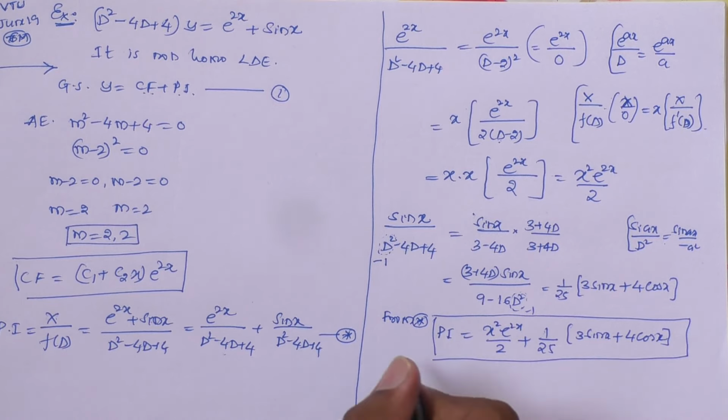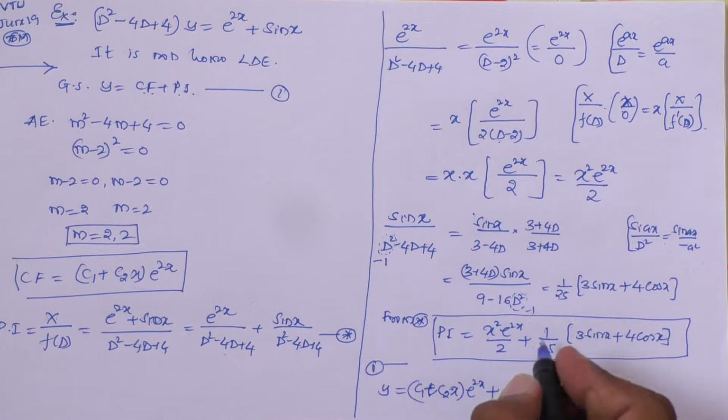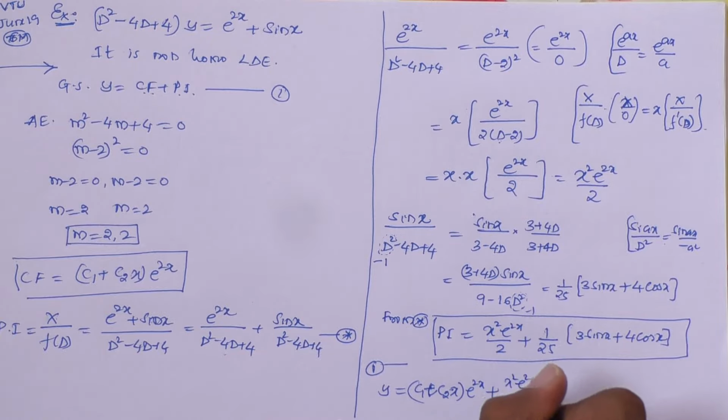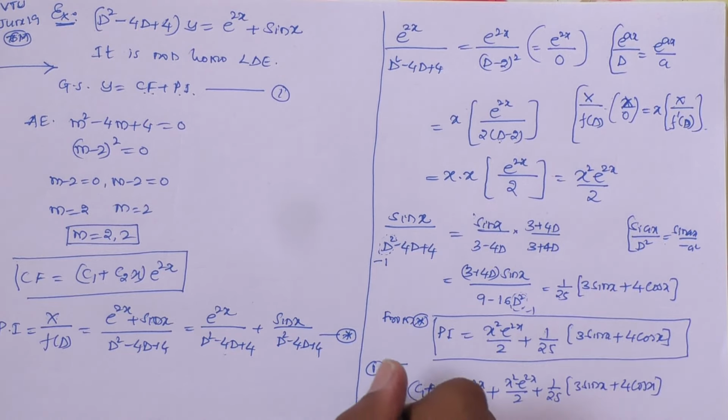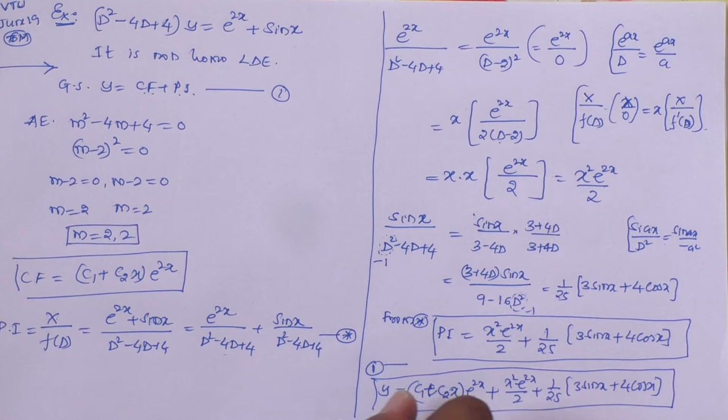Now the final solution, the general solution from the equation: y equal to CF plus PI. So CF is c1 plus c2 x into e raised to 2x, plus PI. The PI term is x square e raised to 2x by 2 plus 1 by 25 into 3 sin x plus 4 cos x. So this is the final answer.